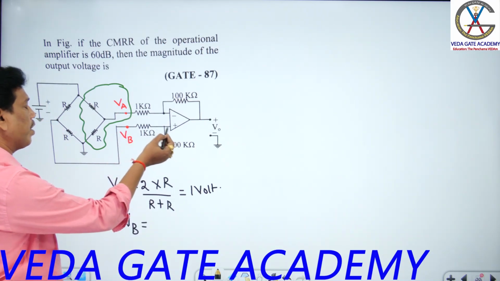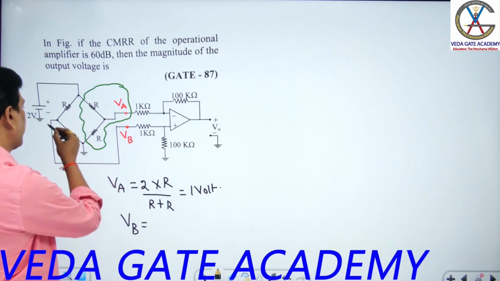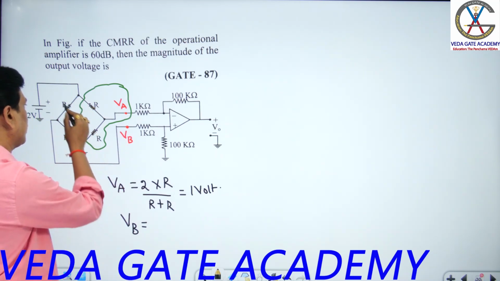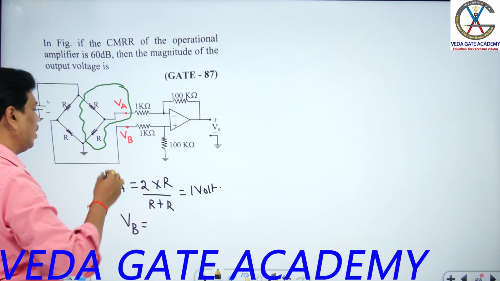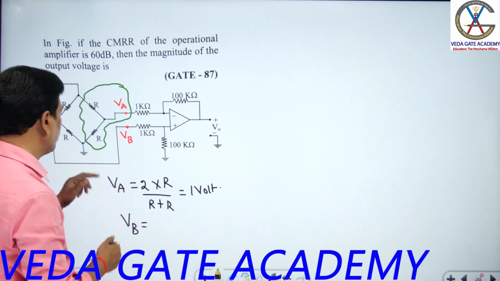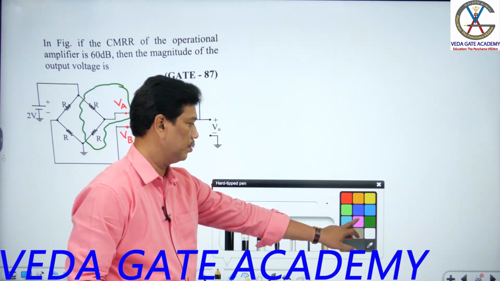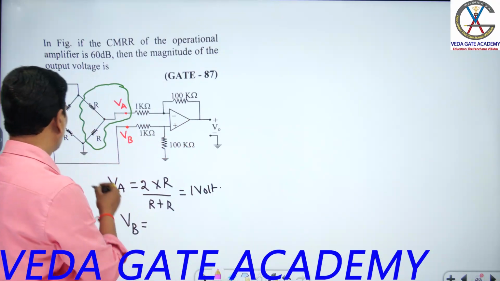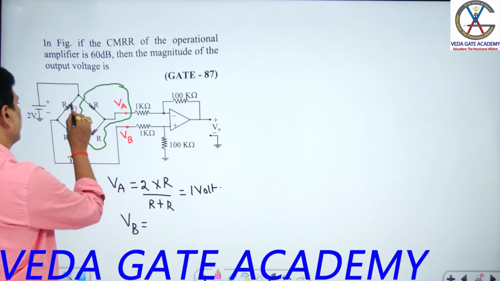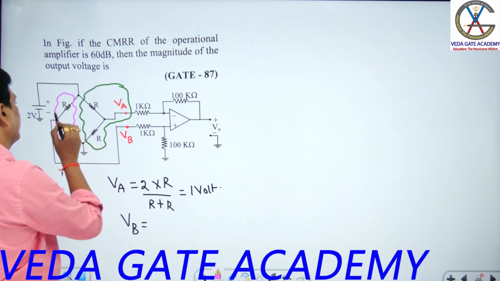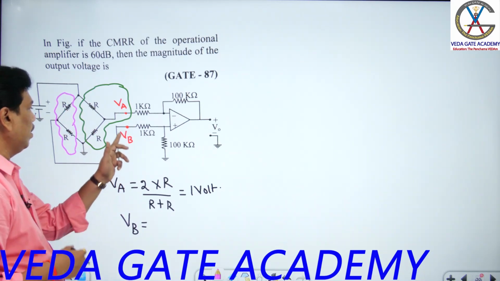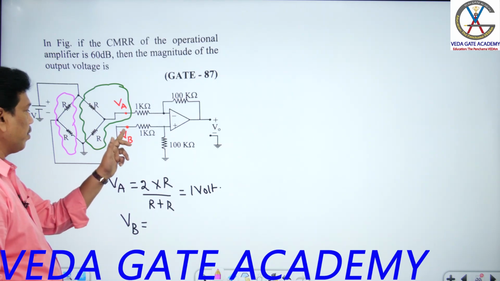VB is the non-inverting voltage to ground, sir. This one you can come back. So the VB part means this one, sir. This is the part for VB. So this part is nothing but VB. So that is the part of VB. VB is the voltage at non-inverting to ground, sir.